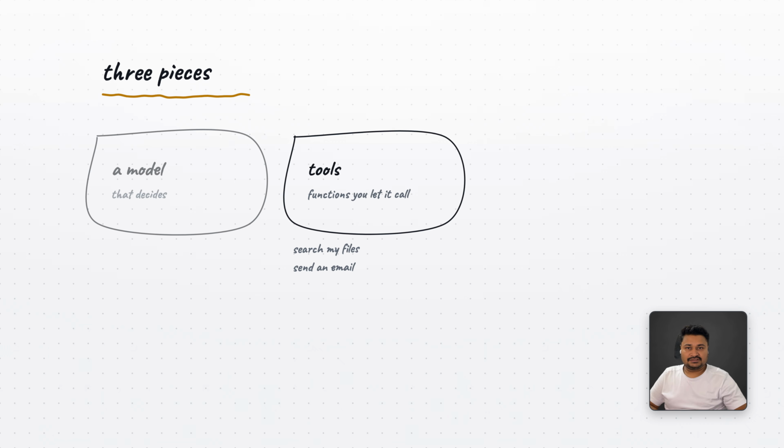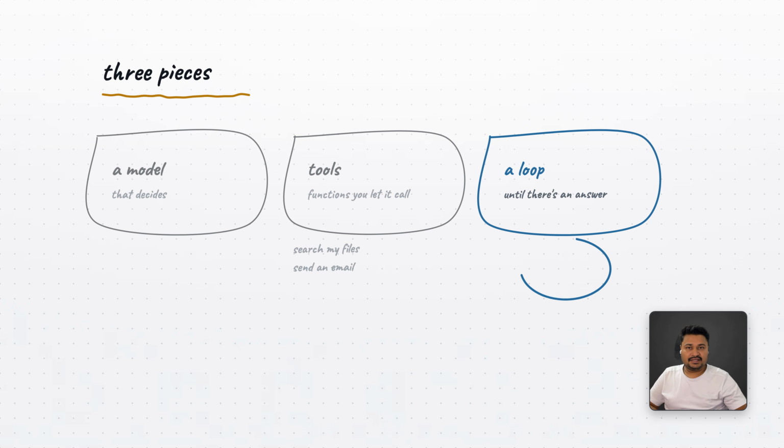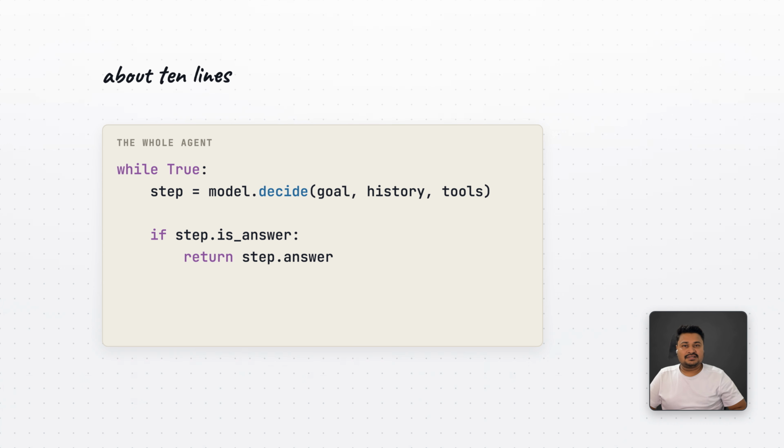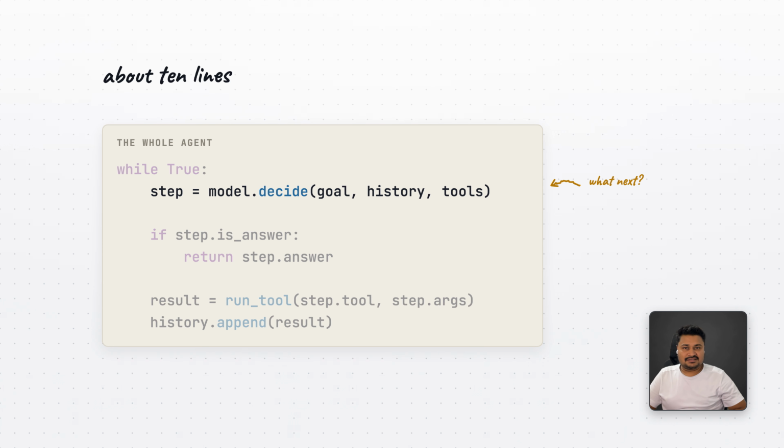Three pieces make it work. A model that decides, tools, which are just functions you let it call, like search my files or send an email, and a loop that runs until there's an answer or until you stop it. In code that's about 10 lines. Ask the model what to do next. If it has the answer, you are done. If it asks for a tool, run it, hand the result back, and go around again.